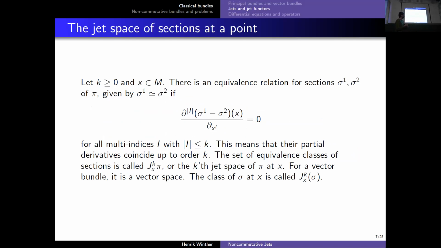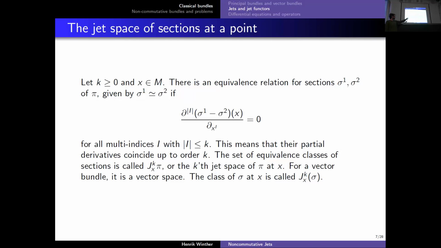So what are the jets of sections of a vector bundle at a point, or the jet space, as opposed to the jet bundle? Well, let k be some integer and take a point x in N. Then there is an equivalence relation among the sections, namely that all derivatives of their difference vanish up to some order k. This is written in terms of multi-indices. That just means that we take all possible combinations of partial derivatives up to that order. And if you have two sections that satisfy this, then you can consider them to be in an equivalence class. This is an equivalence relation on sections.